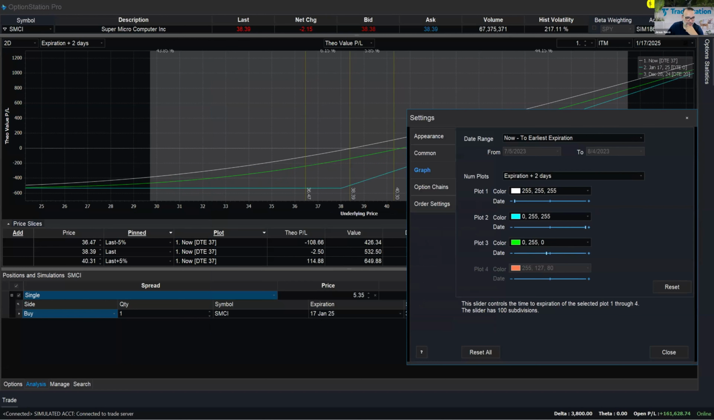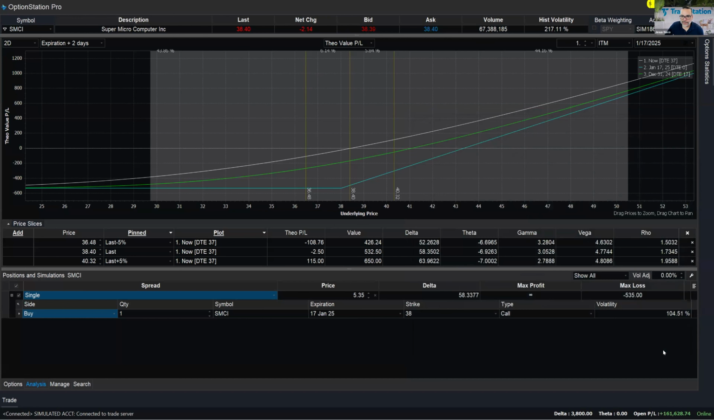I'm not sure when the last trading day of December is, but I'm going to check right now. It is December 31st. It's a Tuesday. I expect the markets to be open the 31st. So let's say, for example, that we want to hold this option until the 31st. I'm going to just slide it until I see December 31st up here and then close it.